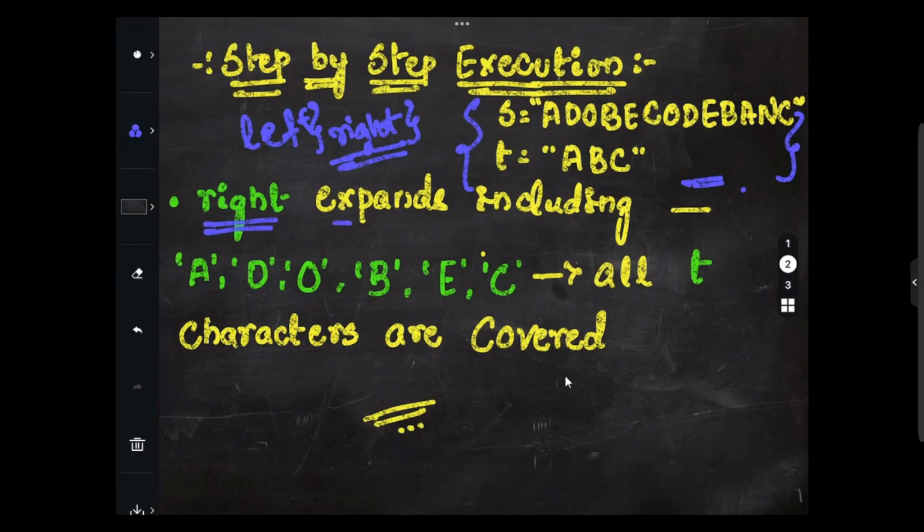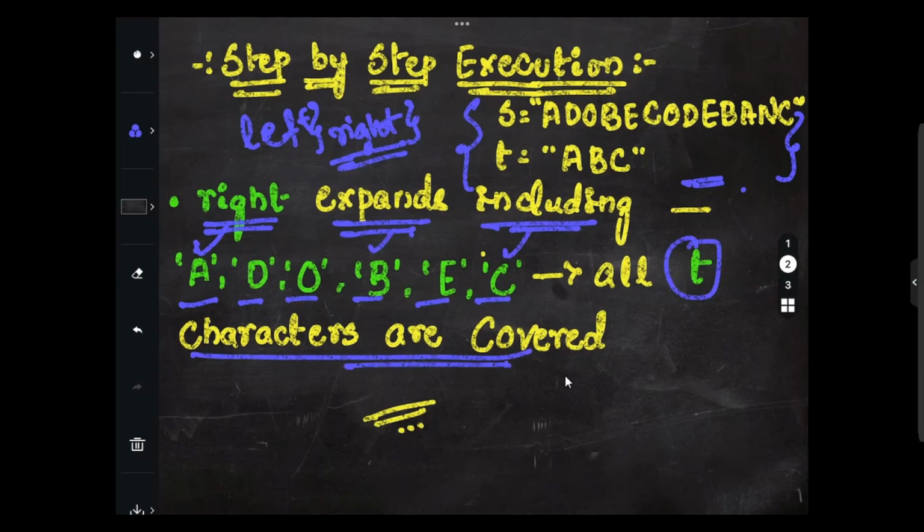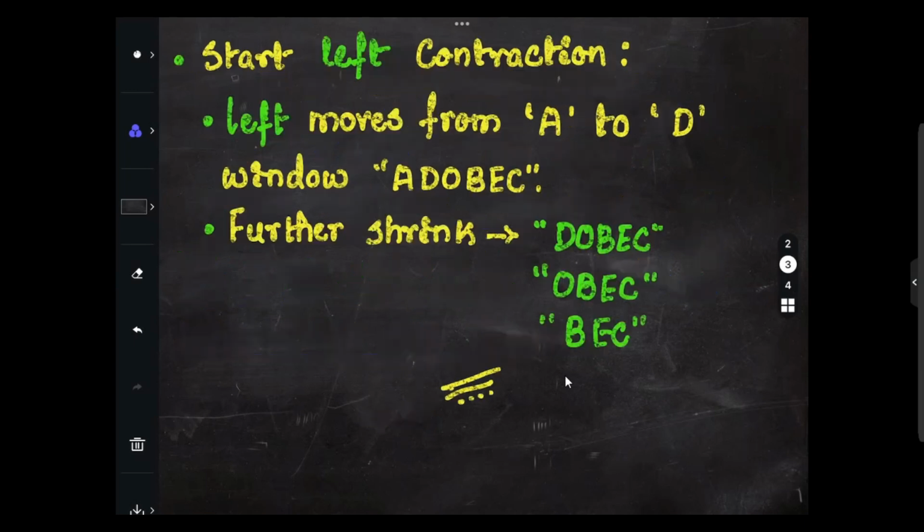So here in this case, the right pointer expands, and the first window we find that consists of all the letters in T is A, D, O, B, E, C. I have explained this one, right? A is present, B is present, C is present in this case, right? So this consists of all the T characters. All the T characters are covered. This is the first window that we find here in this case. So as we have found the window, we will start the left contraction here.